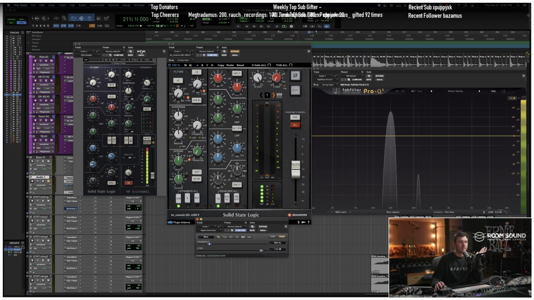So again, here's the Waves, right? 200, and then what is this? Must be the third. So 2, 4, 6.